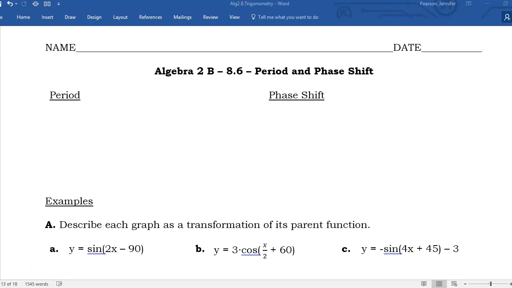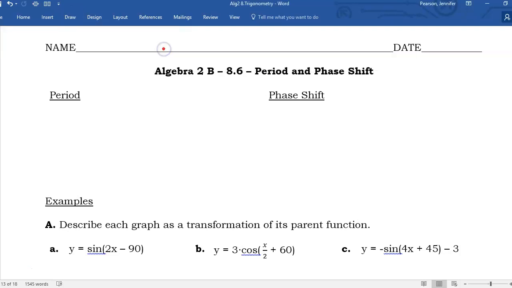This is Algebra 2B, Trigonometry Lesson 6, period and phase shift. So, we're going to continue transforming our parent functions, sine and cosine. We're going to look at two new parameters today.